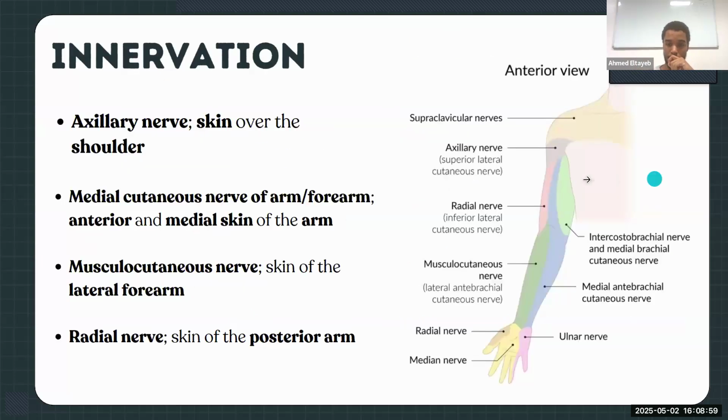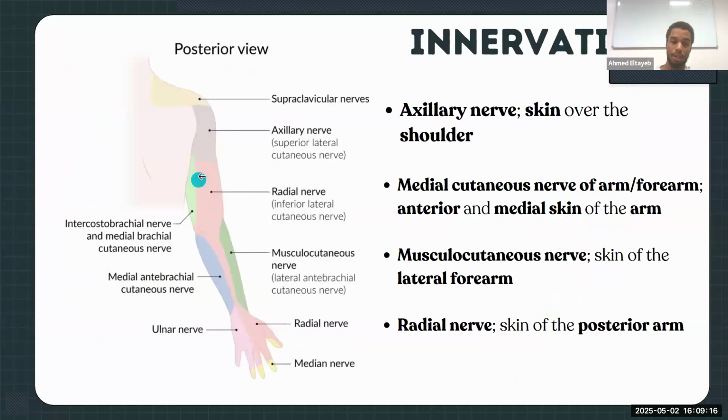So this is the anterior surface. We have the axillary nerve over the shoulder. We have the radial nerve coming around posterior. It's mainly posterior. Medial cutaneous nerve of arm and forearm. And we have the musculocutaneous, which is over the lateral forearm. And posteriorly, you can see it's mainly the radial nerve.